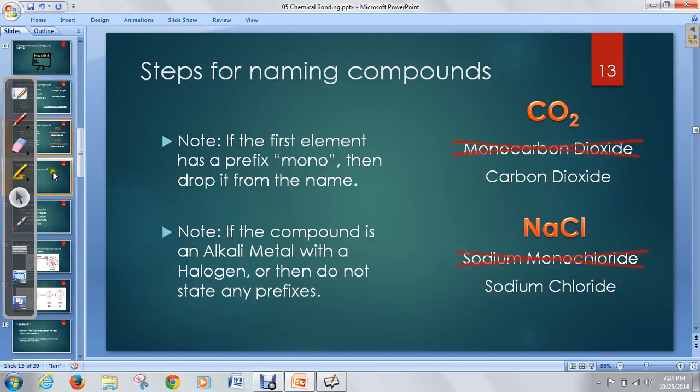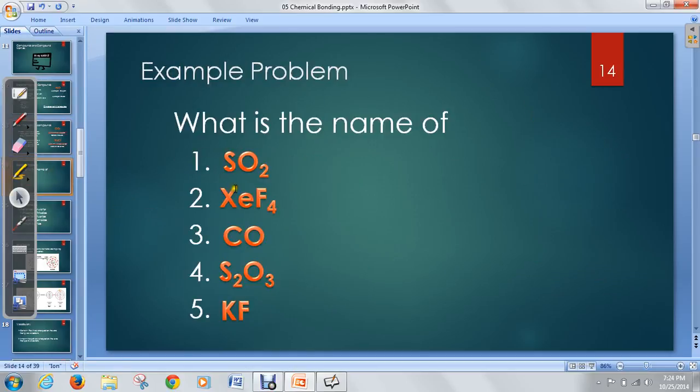Okay, let's try one more example. Let's look at this one right here, SO2. S, if you look at your periodic table, is sulfur. And O, as you probably know, is oxygen. But we know that we're going to state oxygen, since it's the last one, as oxide. We're going to change the end to ide. So this will be sulfur oxide.